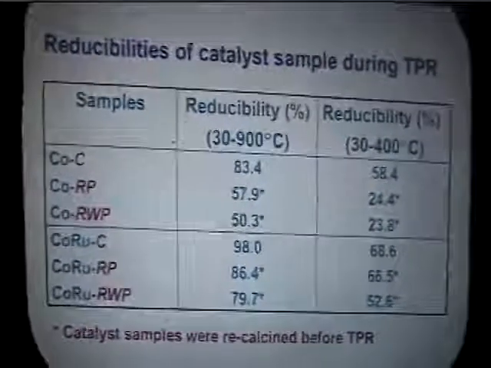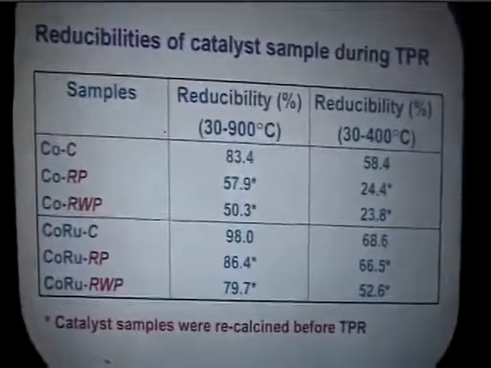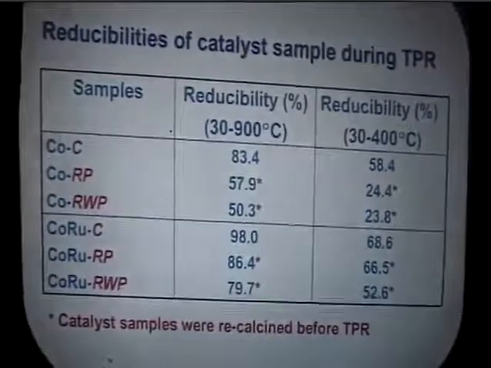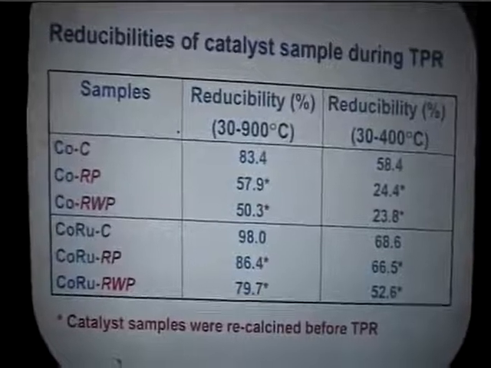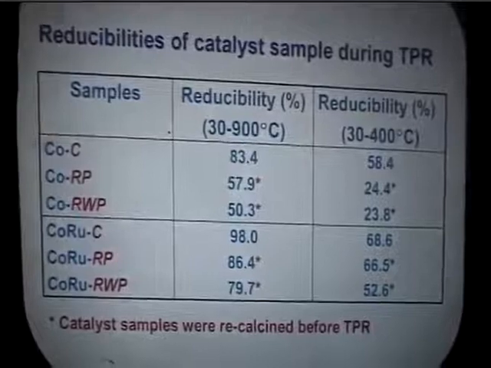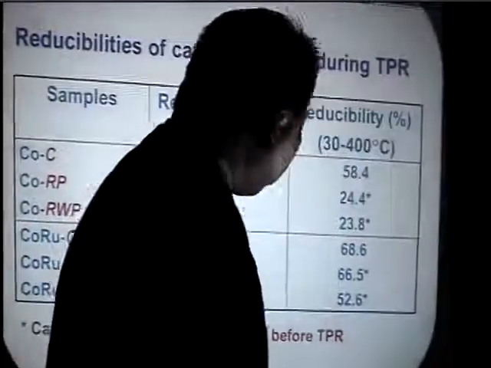From TPR, it can be seen that cobalt support compound formation occurred during standard reduction and TPR, and this compound formation causes a decrease in the reducibility of the catalyst samples. And besides TPR, the main objective of this study is to use different characterization techniques to identify cobalt support compound formation. And this is the result from the other techniques that we use to identify cobalt support compound formation.